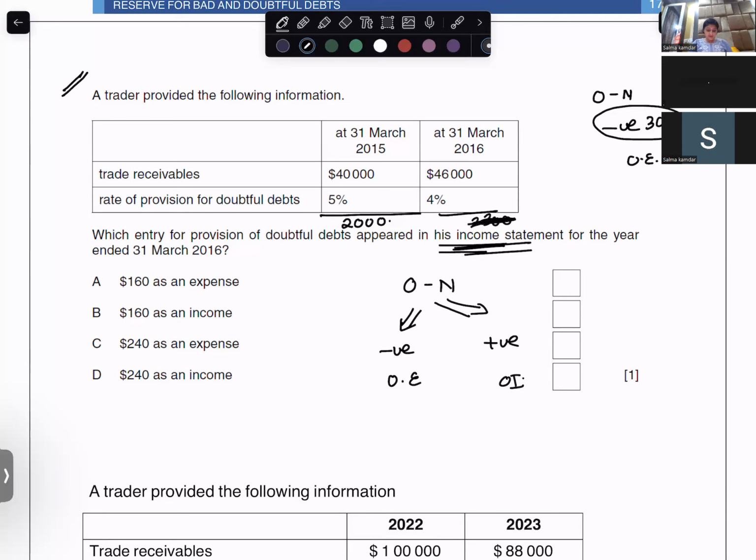Next, 46,000 into how much percent? 4%. This is 1,840. So 2,000 minus 1,840 is 160 as an income.